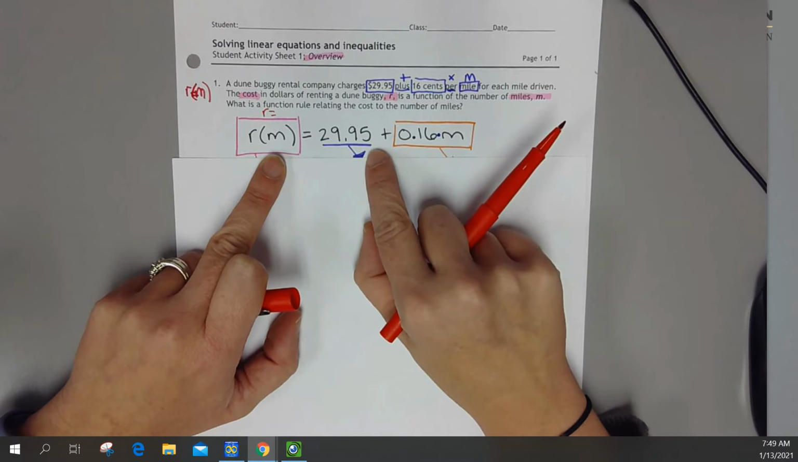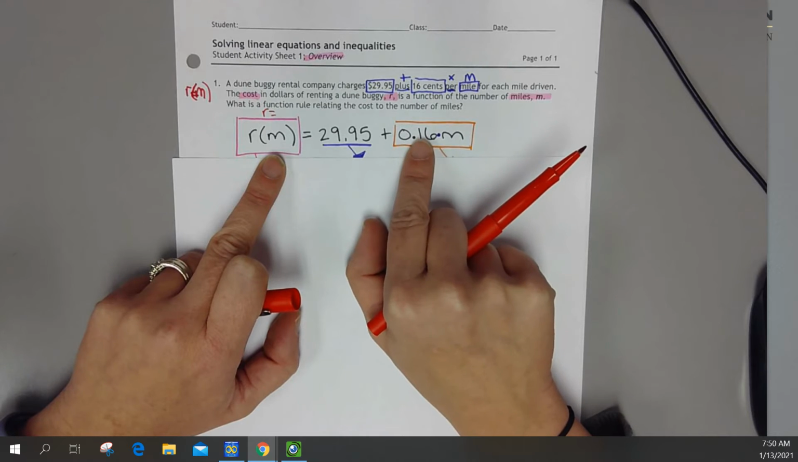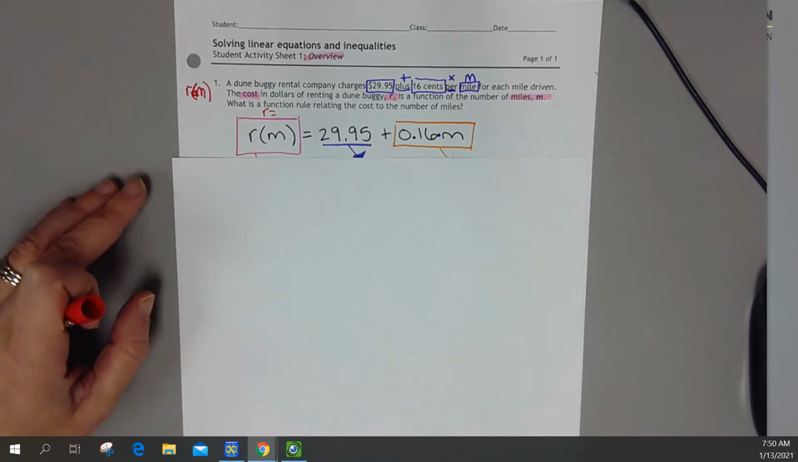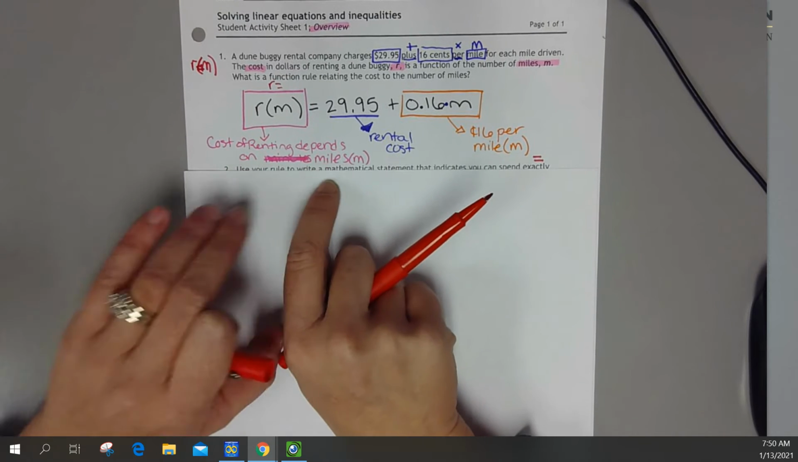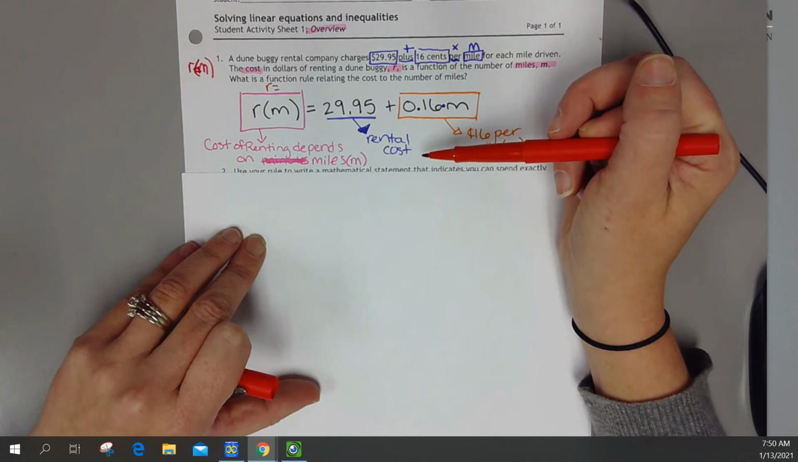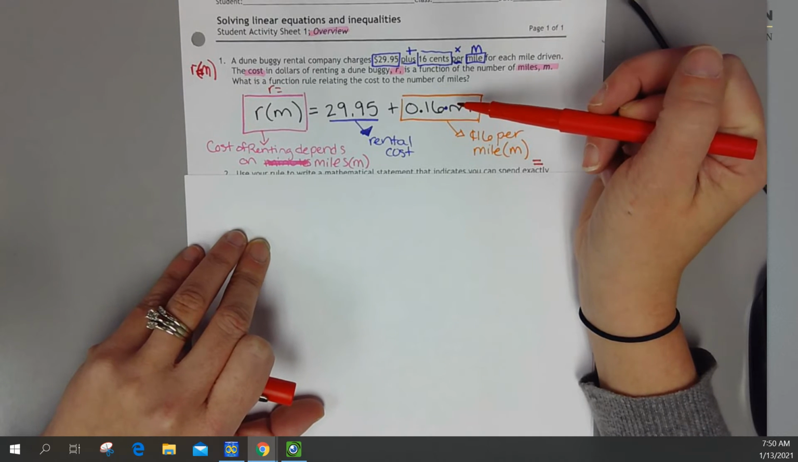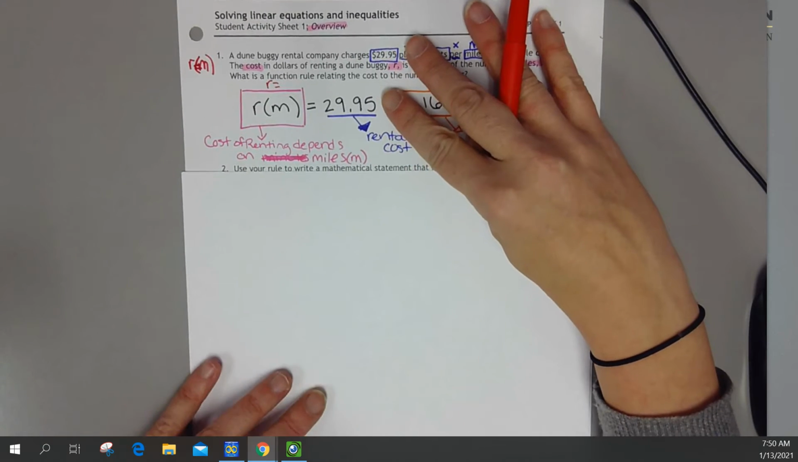$29.95 plus the 16 cents. Be careful, guys. 16 cents, that's a decimal, times the number of miles. And again, what I just noted here, guys, is that R of M is the cost of renting, which depends on the number of miles we drive. That $29.95 is my rental cost. And that 0.16 times M is our 16 cents per mile.